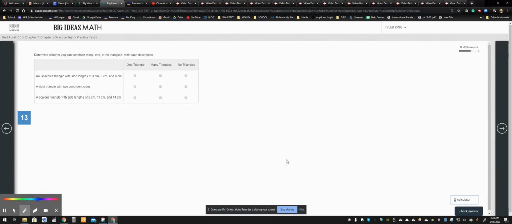Okay, so taking a look at this, determine whether you can construct many, one, or no triangles with each description. Okay, so an isosceles triangle with side lengths of 3 centimeters, 8 centimeters, and 8 centimeters. My gut tells me that it's only going to be one triangle.